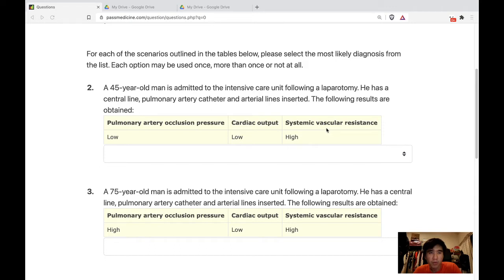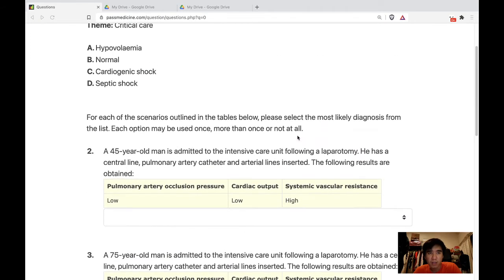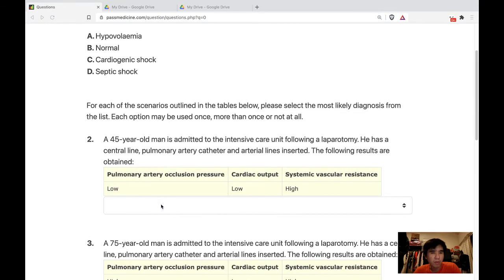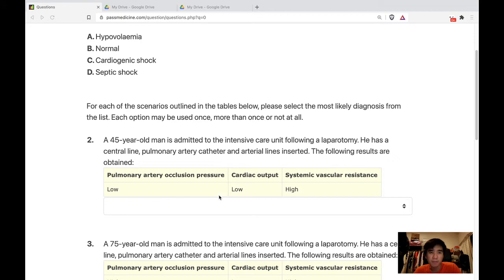Pulmonary artery occlusion pressure measures pressure in the lungs. Arteries in the lungs, I guess. Let's think about it one by one. Hypovolemia fits the picture, I think. Normal, definitely not normal. Cardiogenic shock: your cardiac output is low, yes. Systemic vascular resistance is high, yes. However, your pulmonary artery occlusion pressure should be high because your heart is not pumping properly. It should backflow to your lungs, and then your pulmonary artery occlusion pressure should be high.